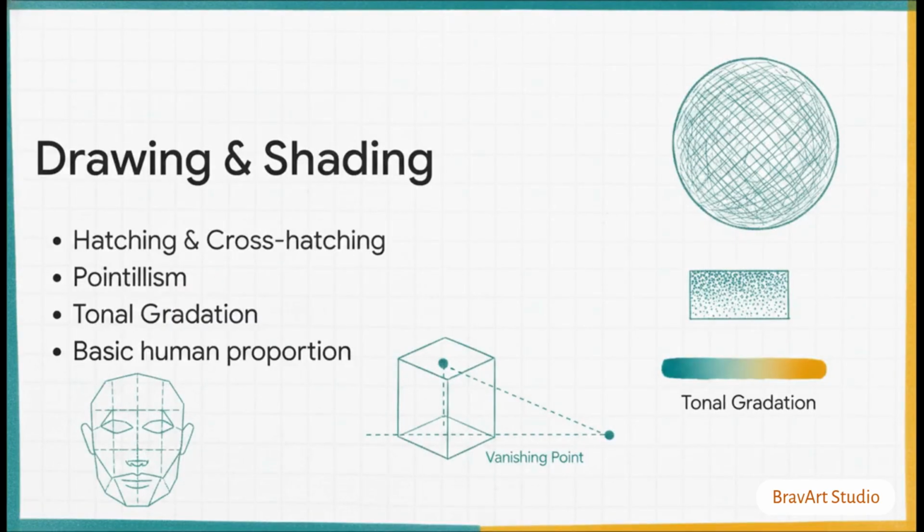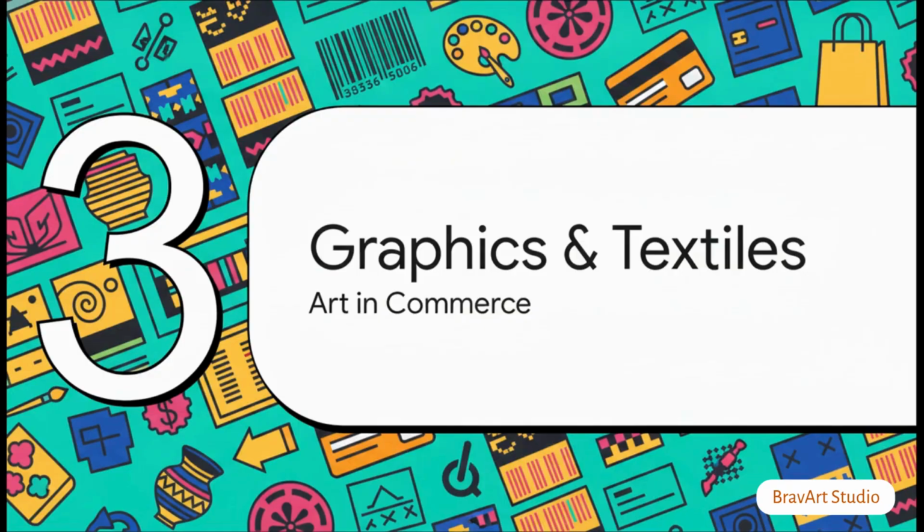An artist builds realistic shadows through hatching, or maybe they use that meticulous dot-by-dot process called pointillism. By applying tonal gradation and sticking to the strict mathematical rules of human proportion and perspective, an artist is literally tricking your brain into seeing depth and volume where there's only flat space. Pretty wild, right? Okay, Section 3, graphics, textiles, and printing.